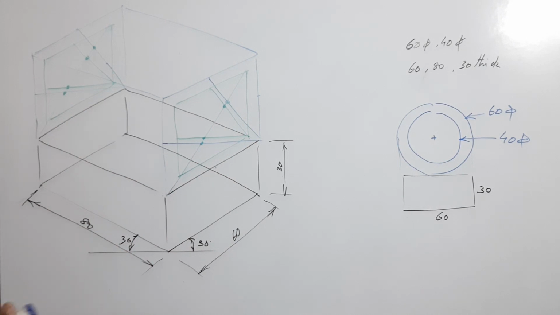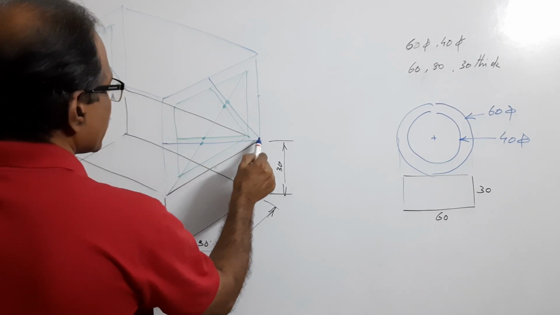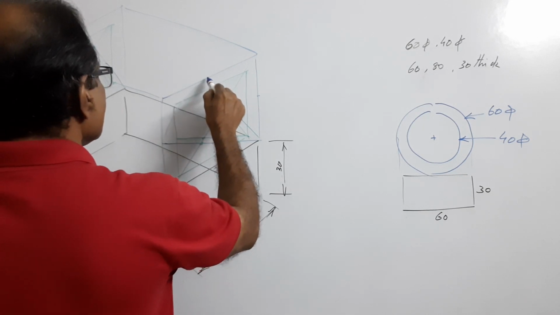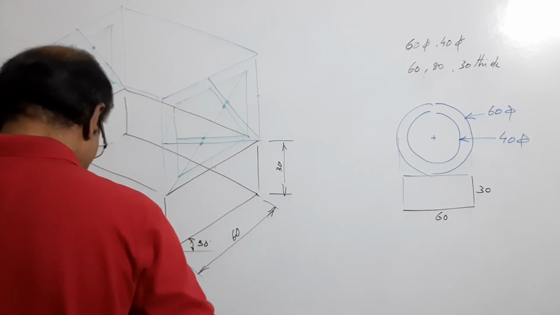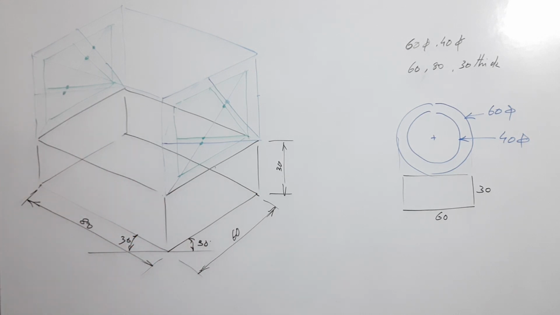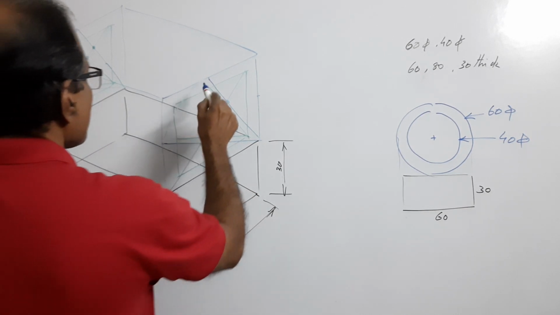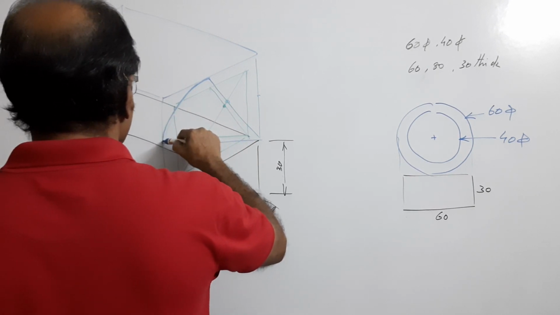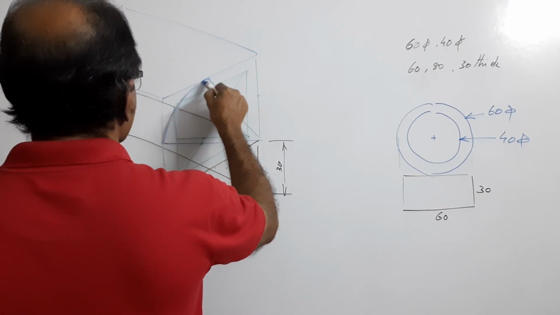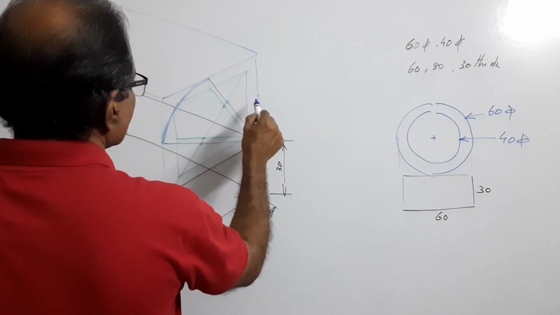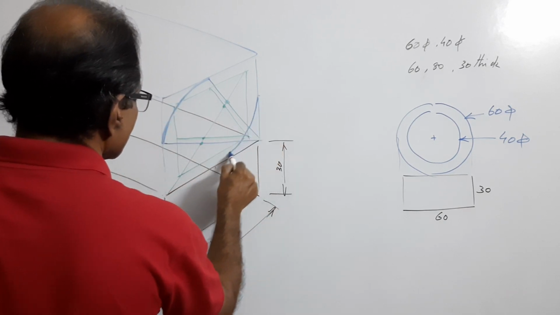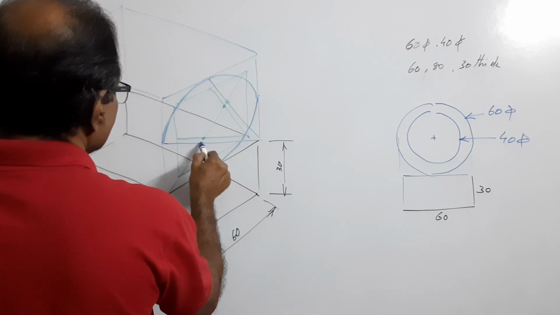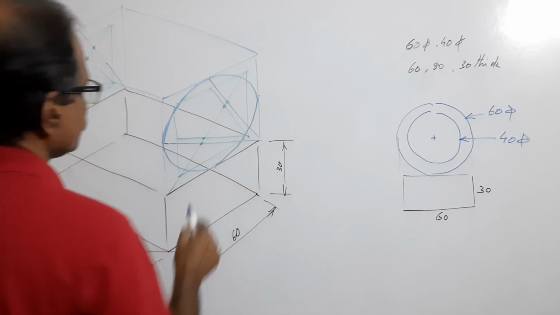Now what? This corner as center, this as radius, draw an arc. This is center, this is radius, draw an arc. This is center, this is radius, draw an arc. This is center, this is radius, draw an arc. You have got an ellipse there.